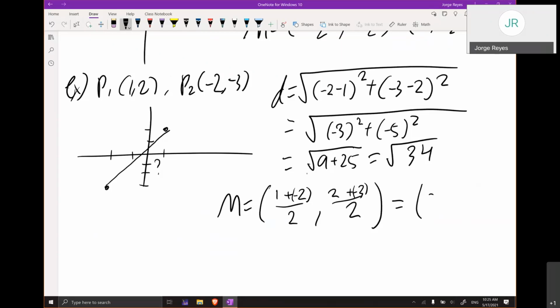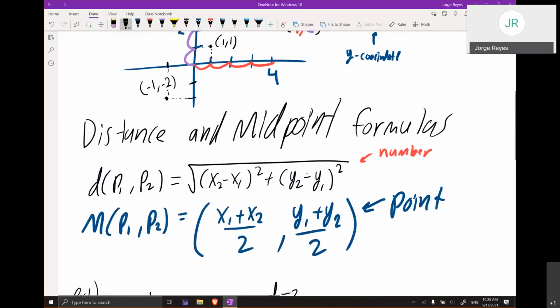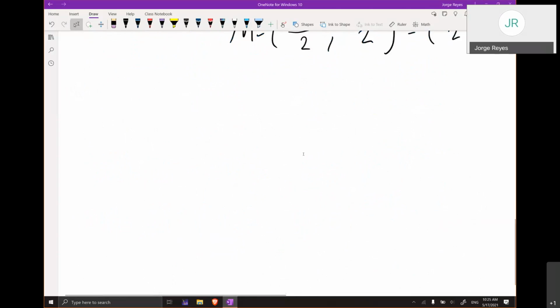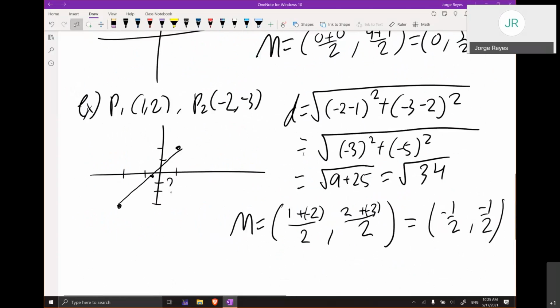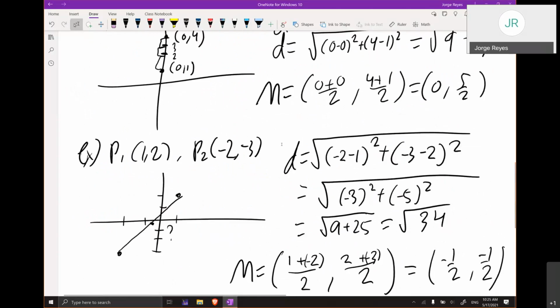But we get negative 1/2 and negative 1/2. So the midpoint is like this, which makes sense. Okay, but here are the two formulas. They're important. I would encourage you to memorize them, write them down somewhere. Don't forget them. And that's it for midpoint and distance. Really, it's just two pieces of info. Find them out.